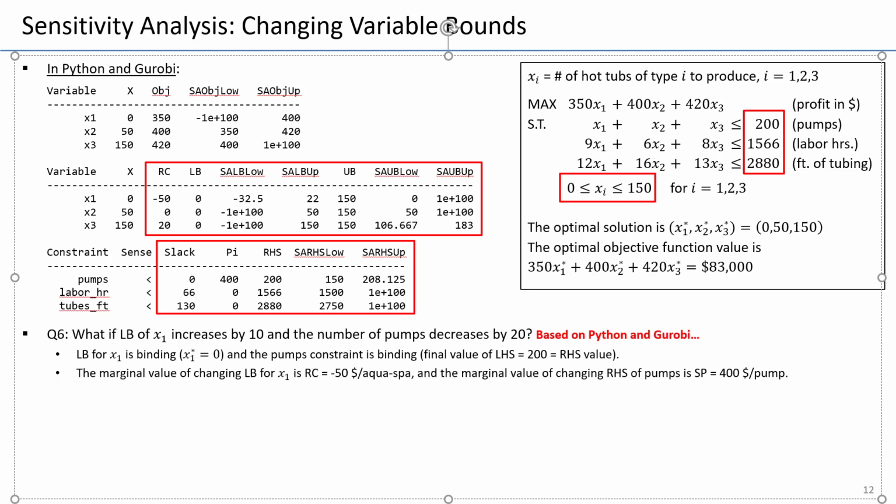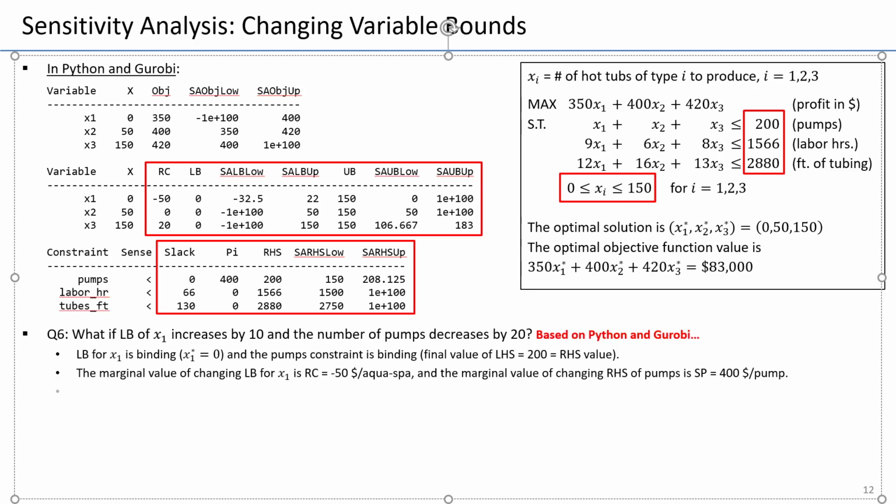So if we try to answer the same question using Python and Gurobi, the first two points are the same. The lower bound for x1 is binding, and the pumps constraint is binding. The final value is 200. So here we actually can see the slack, and then we know, of course, the shadow price is not 0, so this actually must be a binding constraint.